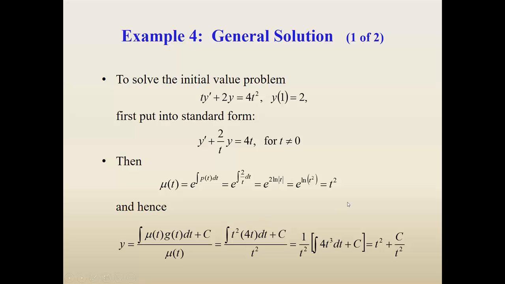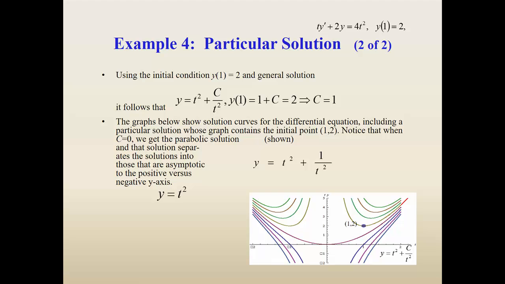Plugging it into the formulation, I get t squared times the integral of 4t dt plus c, all over t squared. Integral of 4t cubed is t to the fourth, so that simplifies the solution down to t squared plus c over t squared. If I happen to have a specific value that I want to travel on, where at t is equal to 1, y is equal to 2, I could choose a specific c value. Solve, plug in t is equal to 1, and solve for c. And you'd see I'd be traveling along this yellow arc here.